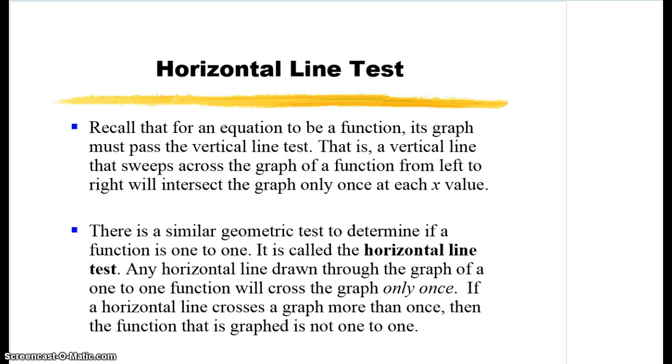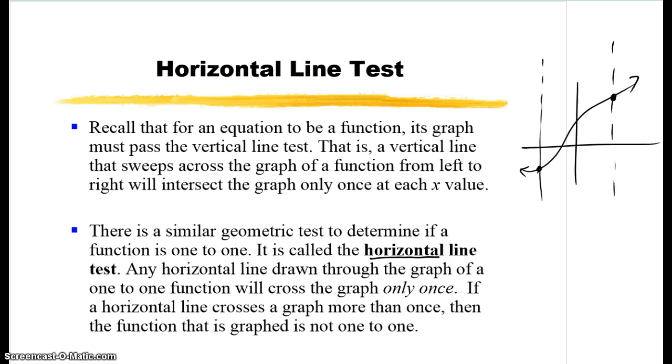Recall that for an equation to be a function, its graph must pass what we call the vertical line test. That is, a vertical line that sweeps across the graph of a function from left to right will intersect the graph only once at each x value. Remember, if we had some curve here, for it to be a function, it had to pass this vertical line test. Anywhere you pass a vertical line, it can only hit the graph of this function once. Well, there's a similar geometric test to determine if a function is one-to-one, and it's called the horizontal line test.